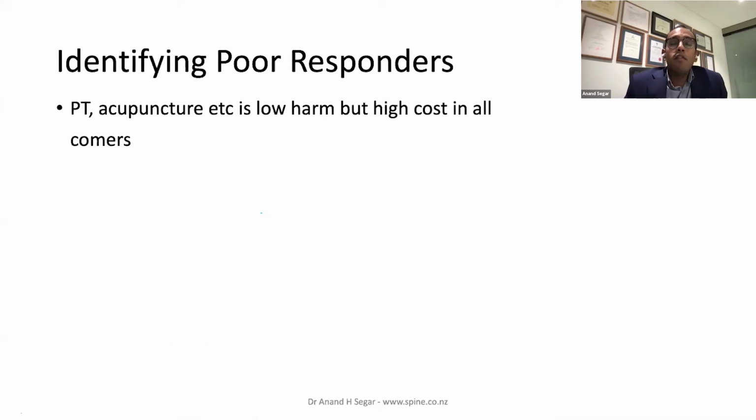So if we're looking at non-pharmacological management, one of the goals is to identify poor responders. Physiotherapy and acupuncture all have low harm, but high cost if you prescribed them to absolutely everyone that came into your practice with back pain. So how can we identify people who are not going to do well?